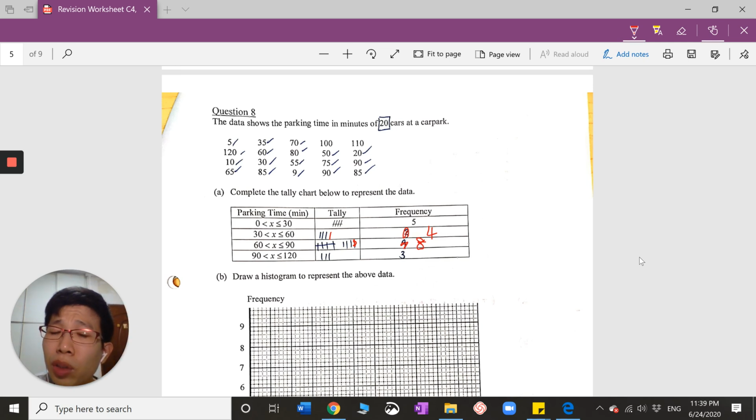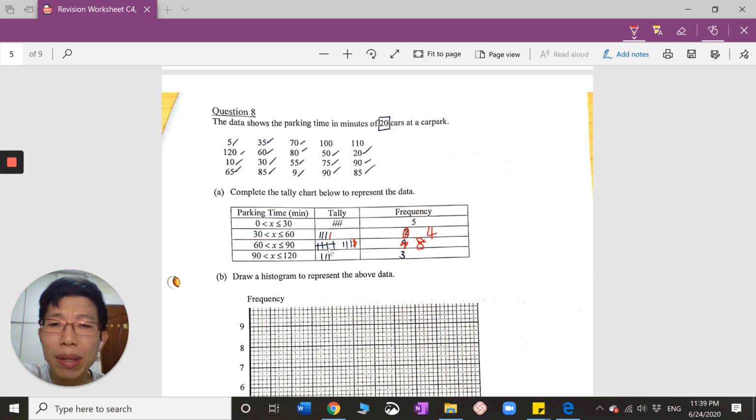Looking at going through this question 8. That means all of those questions related to chapter 14 and 15 will be going through it. So for question 8, they say that the data shows parking time in minutes of 20 cars at a car park. So you need to complete the tally chart below to represent the data.